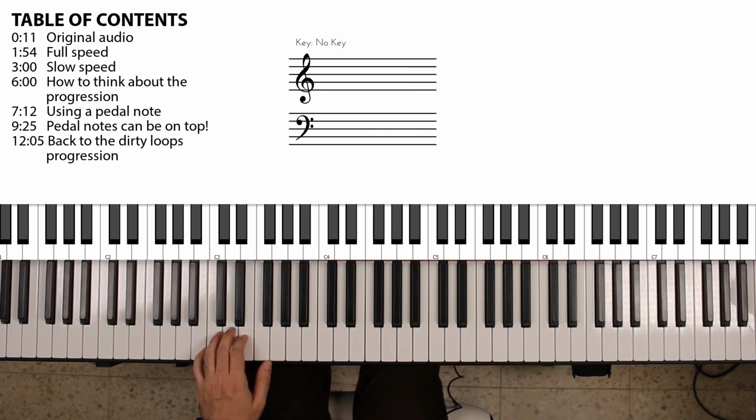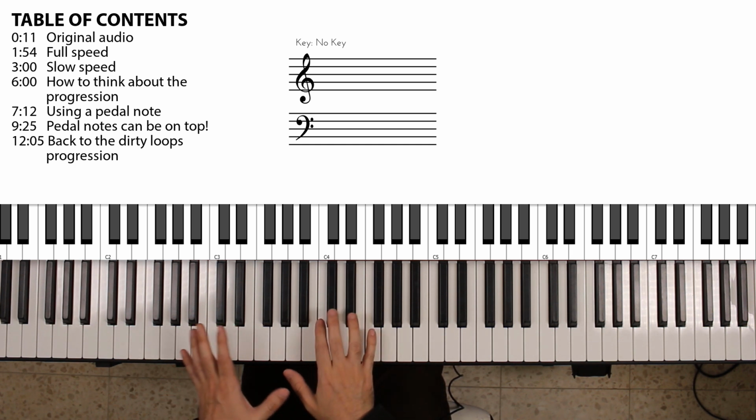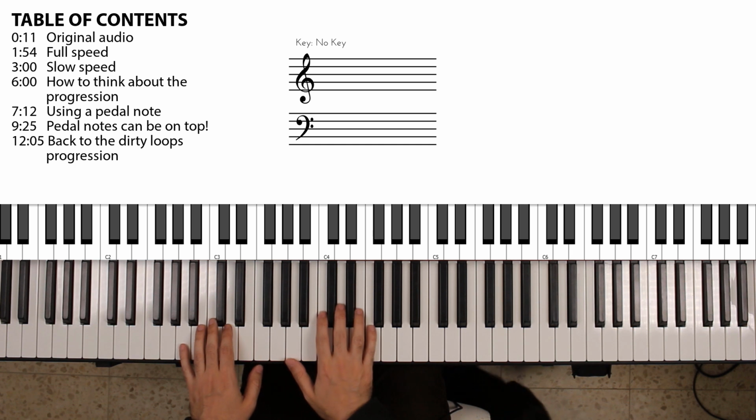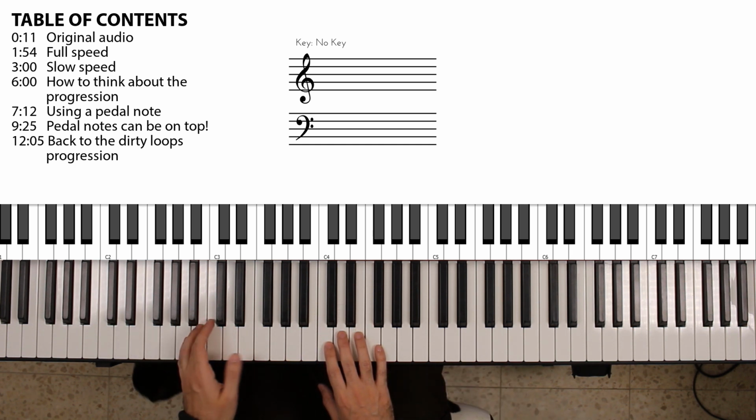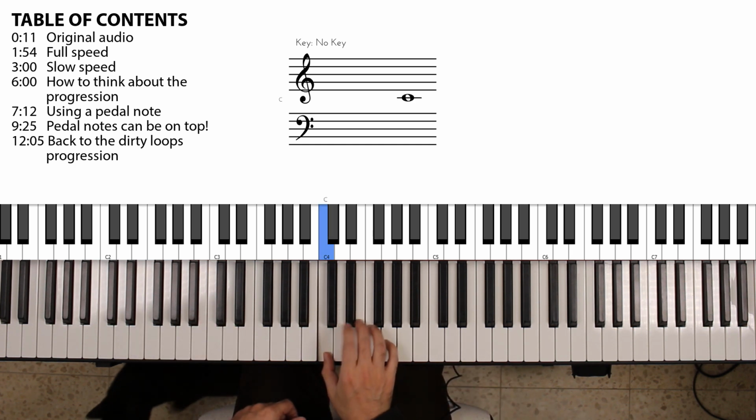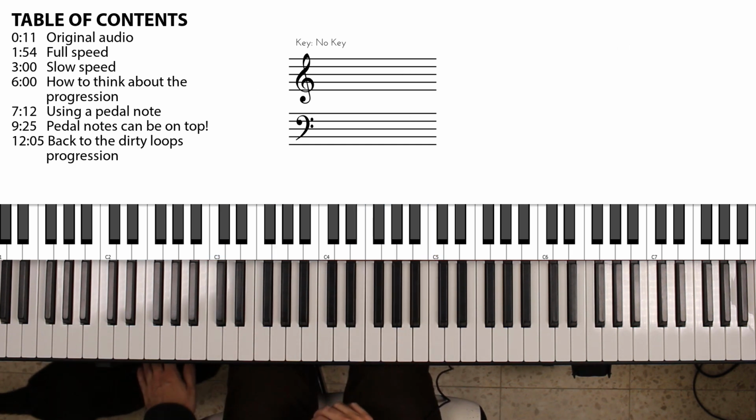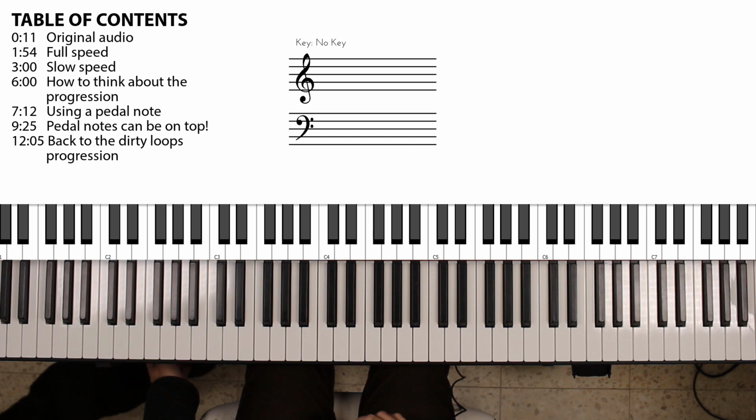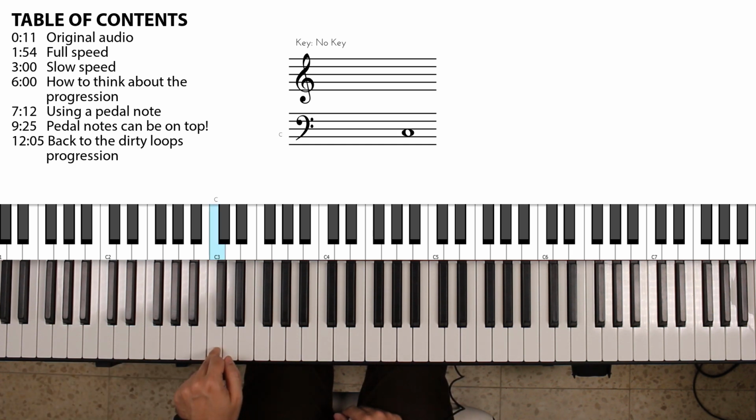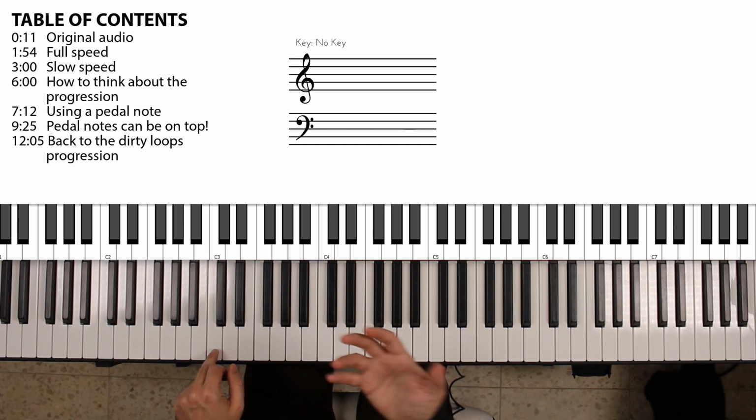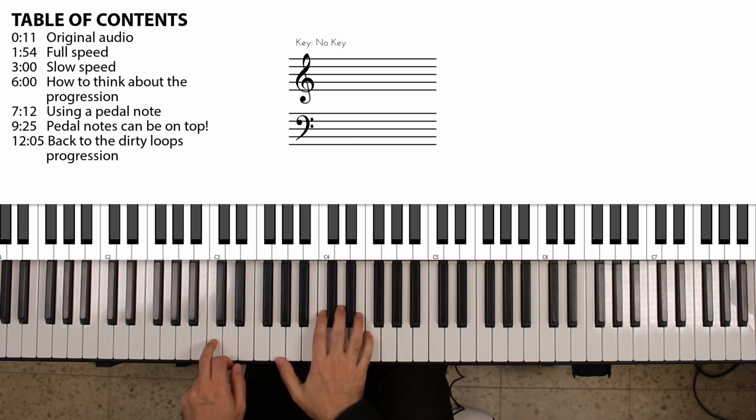Now, for example, one case of a focal point that acts as an anchor for your progression is what's known as a pedal point. And a pedal point, let's say you're in the key of C, and you keep playing the C bass note in your left hand as you change chords in the right hand.